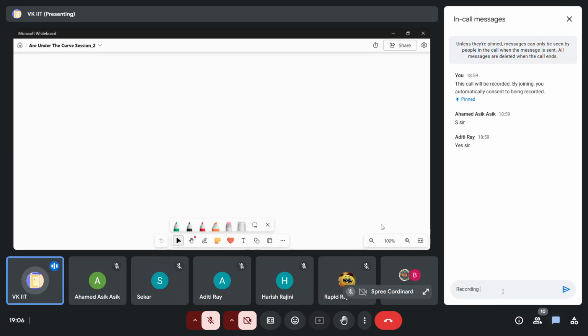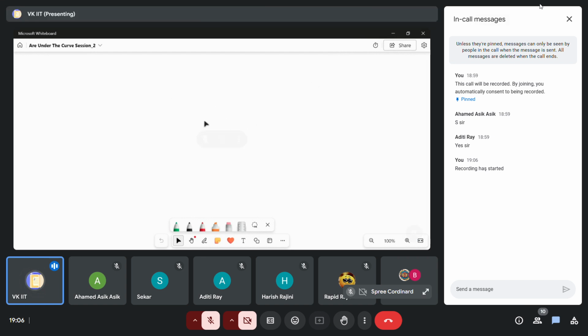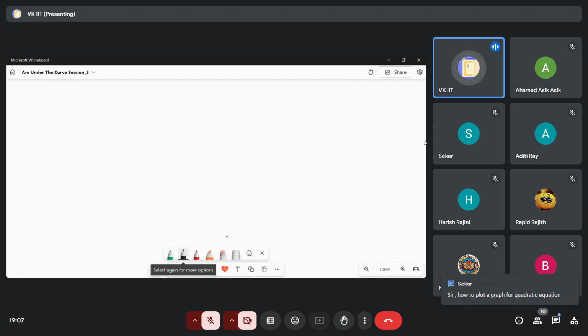Okay, so this will be our second session of this area under the curve, or application of integral. And this is our second session on the area under the curve. And in today's class, we will discuss two topics. Okay, what are those? Just a second.